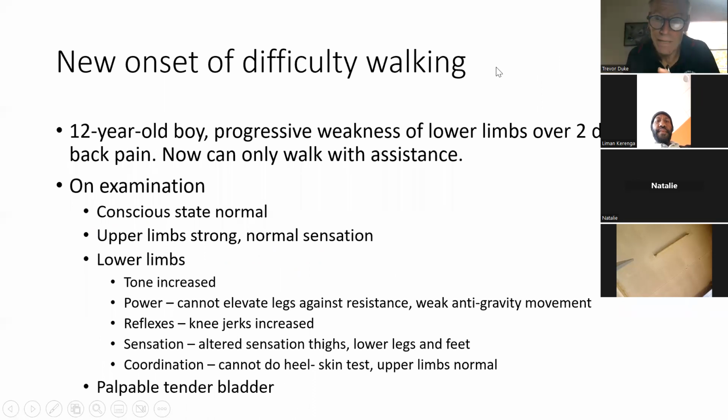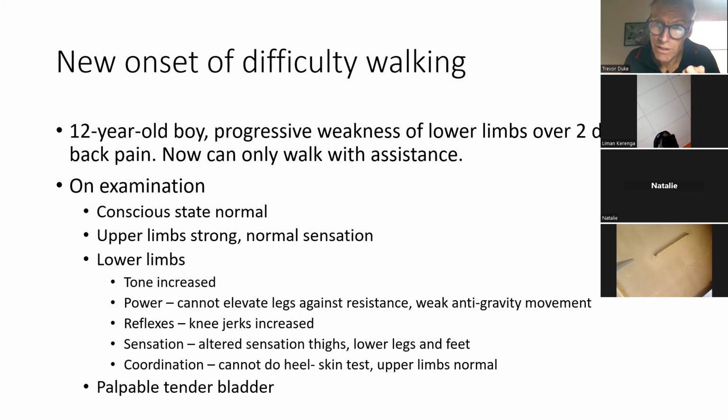All right, so we've talked about the hypotonic infant, especially babies that have got peripheral hypotonia, thinking about acute flaccid paralysis and botulism and spinal muscular atrophy and hypokalemia. I want to talk now about new onset of difficulty walking, because I think this is another common clinical scenario we're faced with. So I'm going to give a short case study here of a 12-year-old boy who had progressive weakness of his lower limbs over 2 days and back pain. And now he can only walk with assistance.